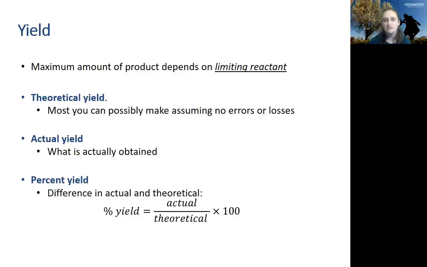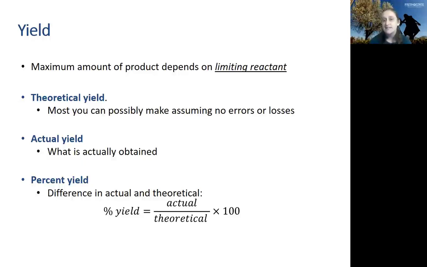The theoretical yield is the most product that you can possibly make, and it assumes that there's no experimental errors and no losses of your materials. The actual yield, on the other hand, is what you actually would observe in the lab. That might result from something like spilling or just the reaction not fully going to completion. In general, the actual yield should be less than the theoretical yield.